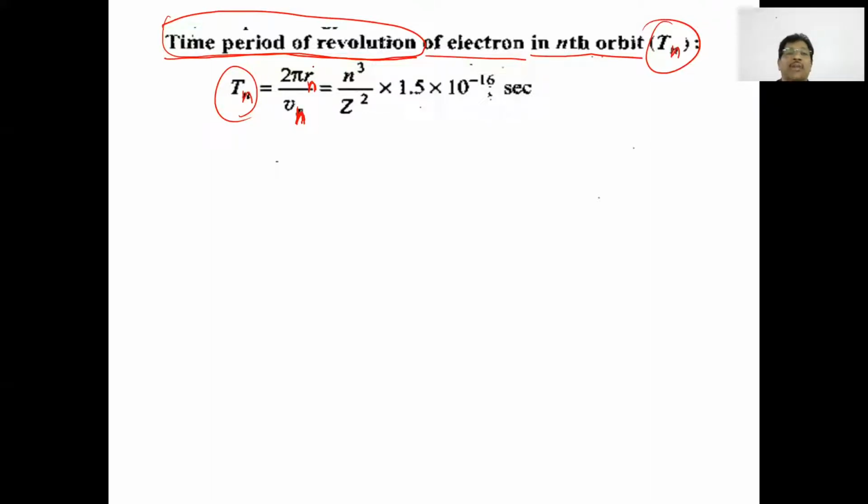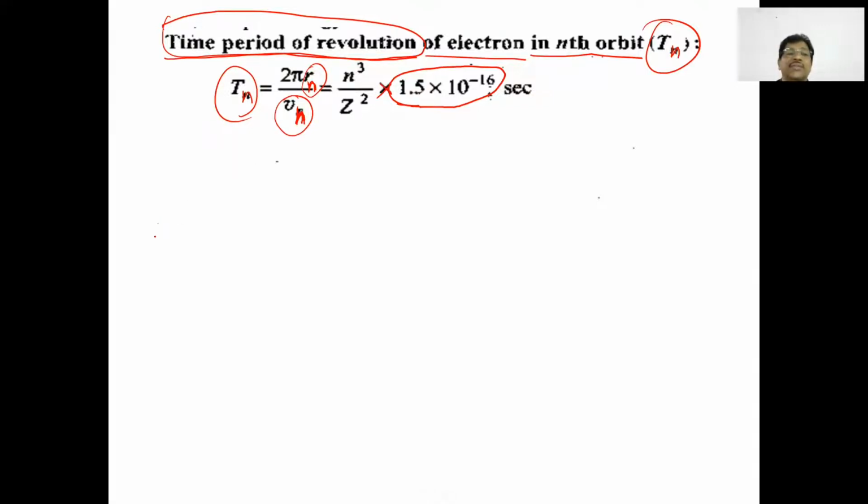Now we know the formula of rn and the formula of vn. When we substitute these two, we get 1.5 × 10^-16 seconds × n³/Z². So we get n³ by Z².